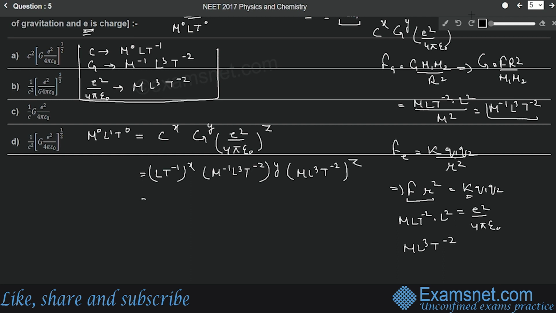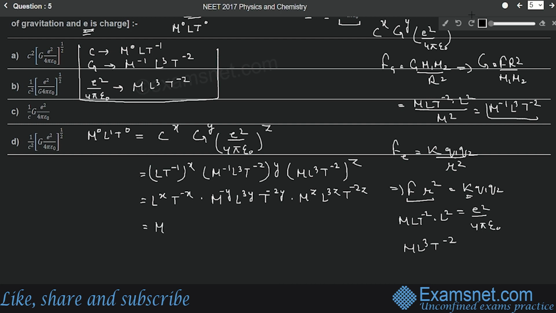Now let's open the bracket. It will be L to the power x, then T to the power minus x. Then opening the second bracket, it will be M to the power minus y, then L to the power 3y, then T to the power minus 2y, right? Now opening the third bracket, M to the power z, then L to the power 3z and T to the power minus 2z. Okay, now let's bring all the powers of M, L and T together.